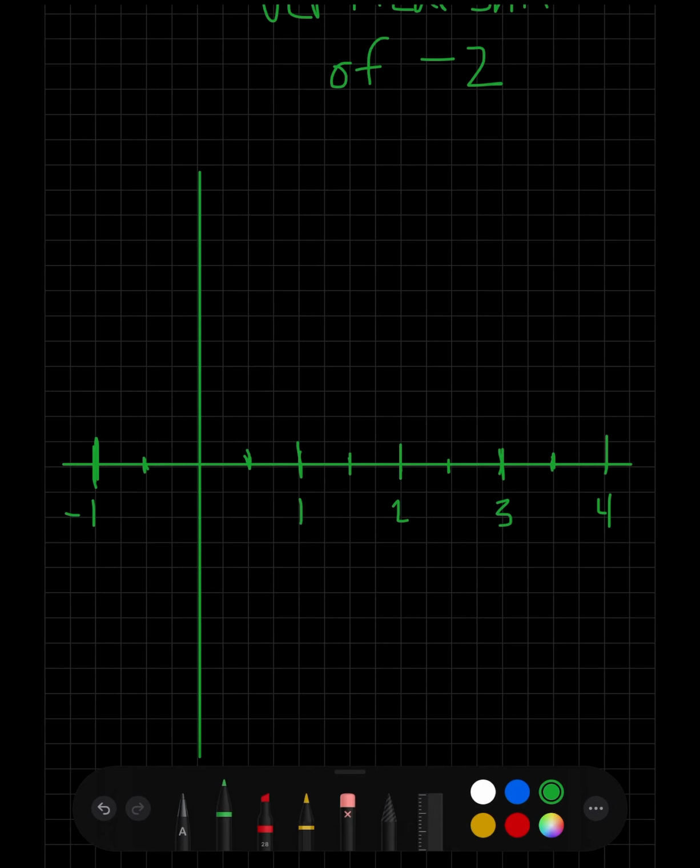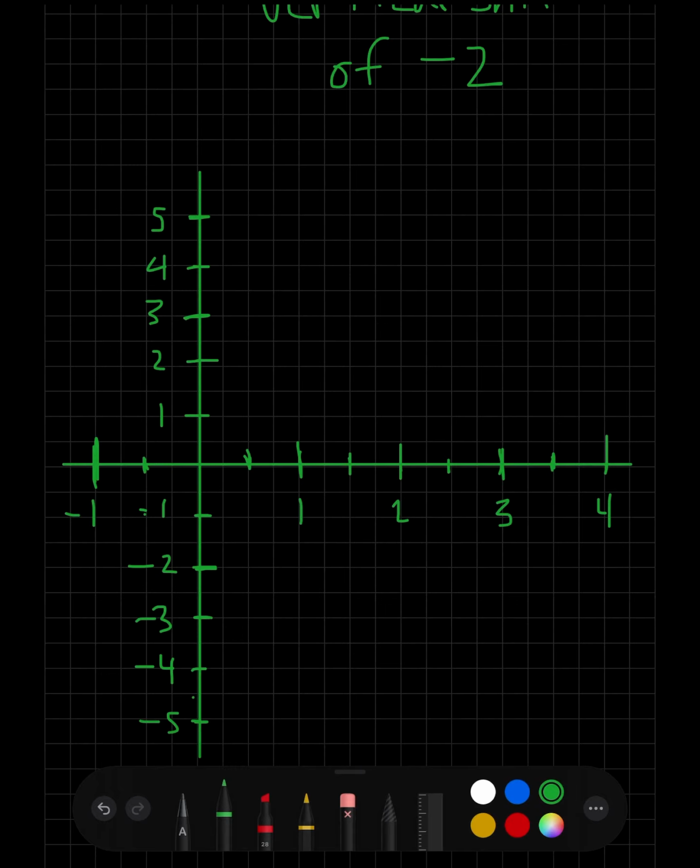And I know my amplitude is 2, but I'm going to do some vertical shifting in here. So I'm going to give myself room to shift, room to grow. So 1, 2, 3, 4, 5. And then here we have -1, -2, -3, -4, -5.